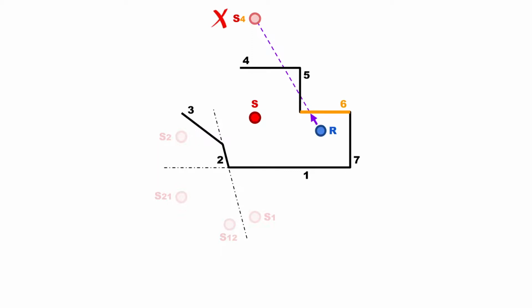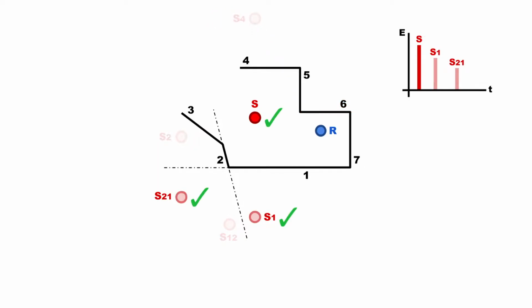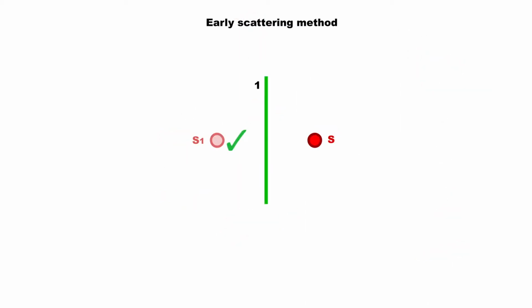Image sources found to be visible add energy to the energy histogram, from which the squared impulse response will be produced later. Keep in mind that these contributions take into account the source directivity and the absorption of surfaces and air. For early scattering, ODEON generates early secondary sources on each surface associated to a visible image source.